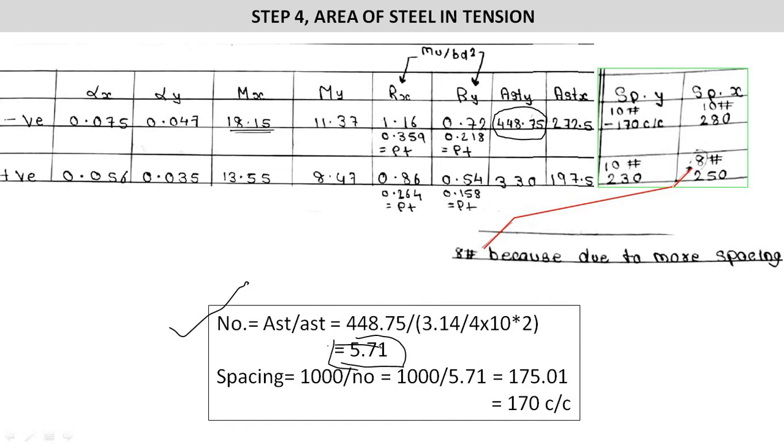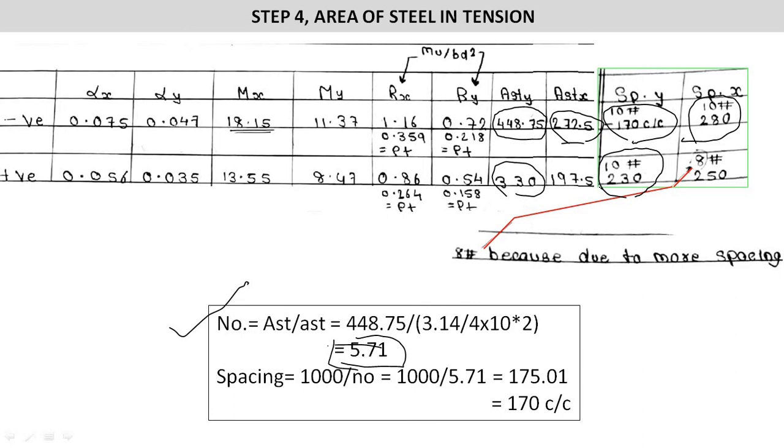The spacing should be reduced, never increased. So I have rounded off and reduced it to 170 mm center to center. Here I have written 10 dia 170 center to center. Similarly for this value we follow the same procedure, and you will have 10 dia 280 center to center. Similarly, using this value, the spacing will be 10 dia 230 center to center.